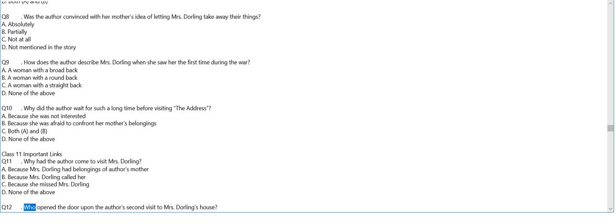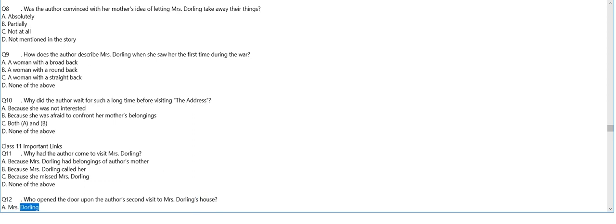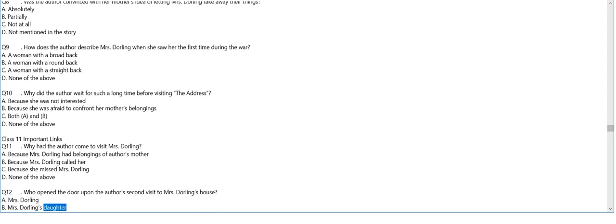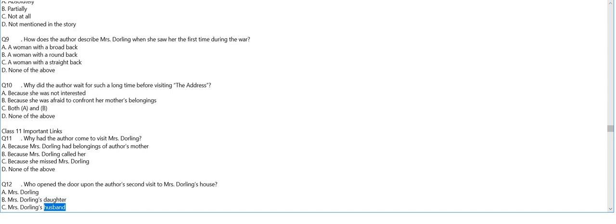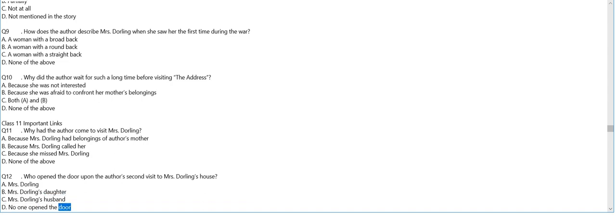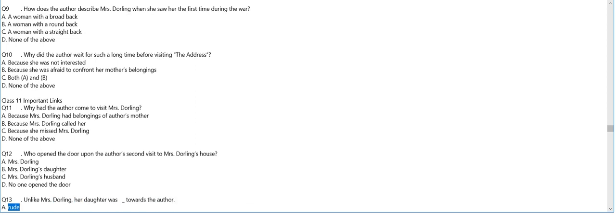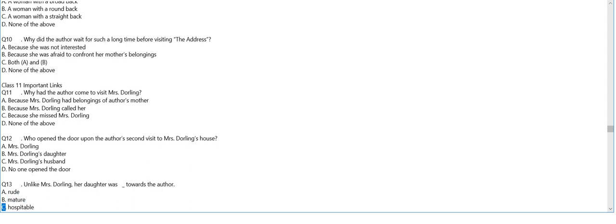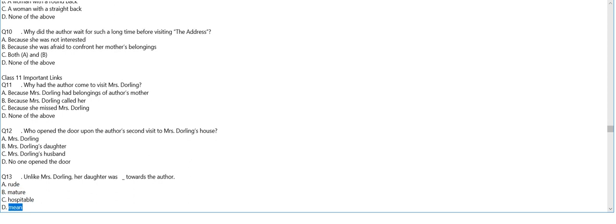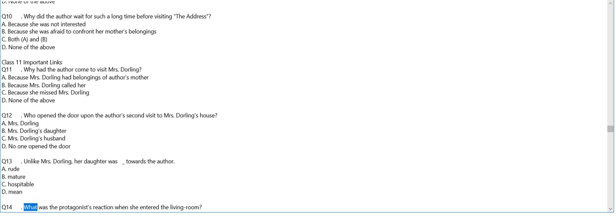Q12. Who opened the door upon the author's second visit to Mrs. Dorling's house? A. Mrs. Dorling. B. Mrs. Dorling's daughter. C. Mrs. Dorling's husband. D. No one opened the door. Q13. Unlike Mrs. Dorling, her daughter was ____ towards the author. A. Rude. B. Mature. C. Hospitable. D. Mean.